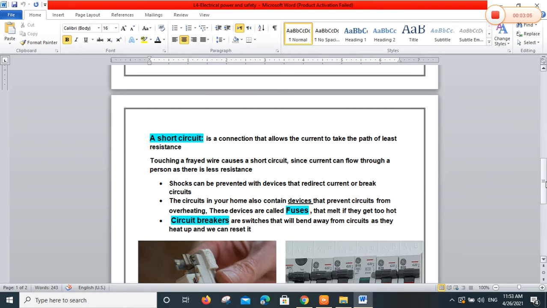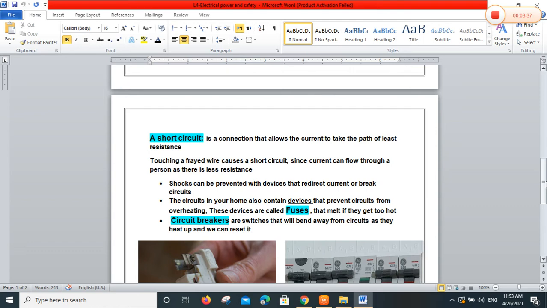What about short circuit? A short circuit is a connection that allows current to take the path of least resistance. When current passes in a short circuit, this means less resistance. So a circuit with a short path allows the current to flow with least resistance.